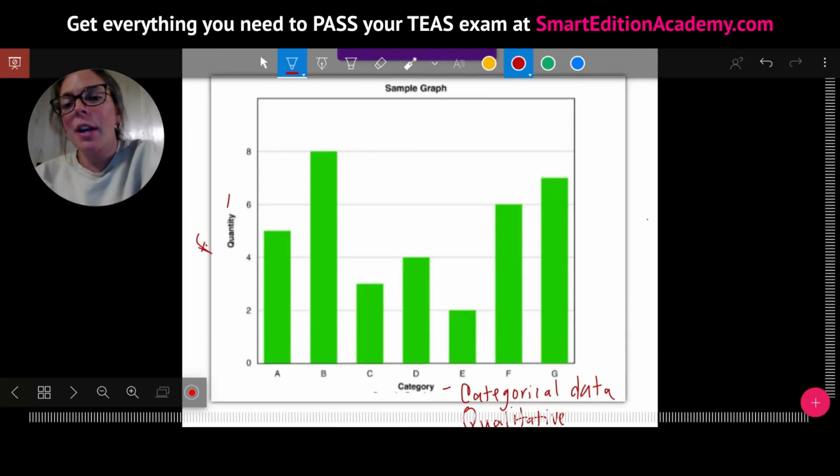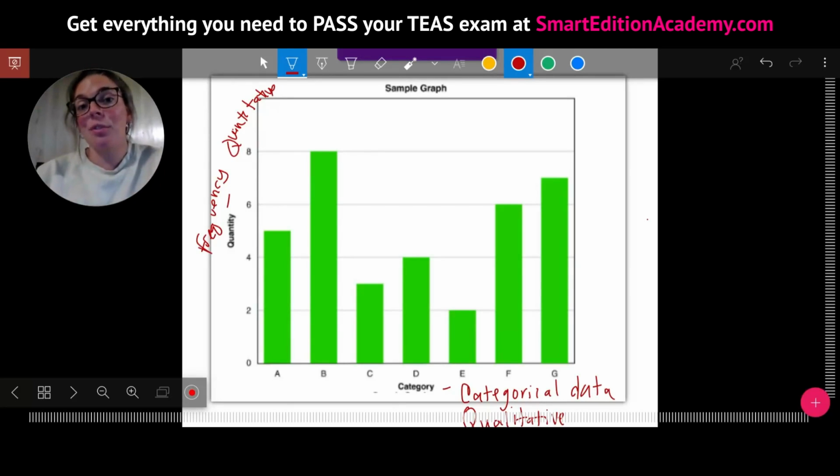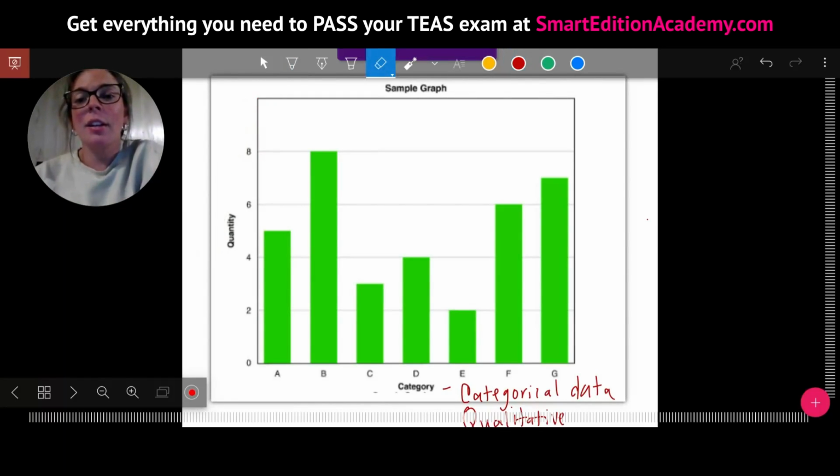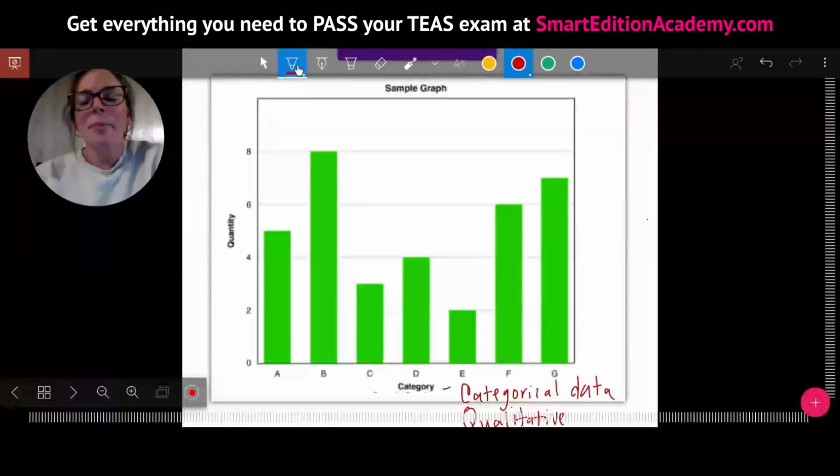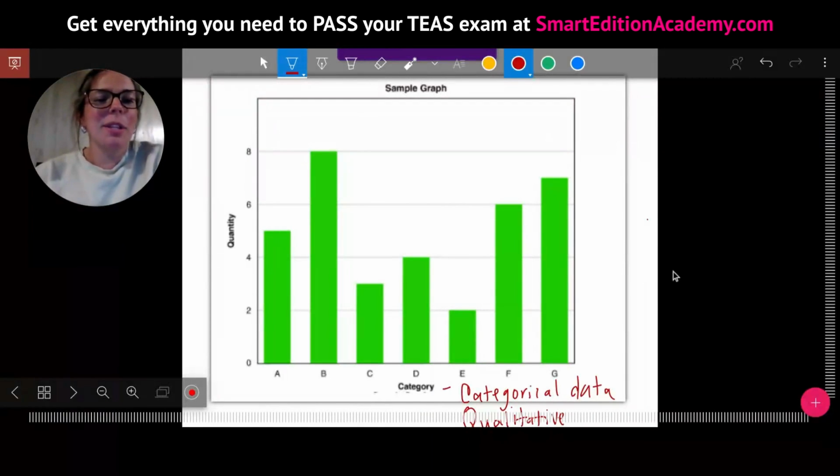Okay, another word for that might be frequency. This is what we would call quantitative data. So that's basically something I can count. Okay, so our bar graphs can be really great for categorical data. Doesn't have to be, but that is just, in this case, pointing that out. You'll notice that we see that quite a bit with our bar graphs.